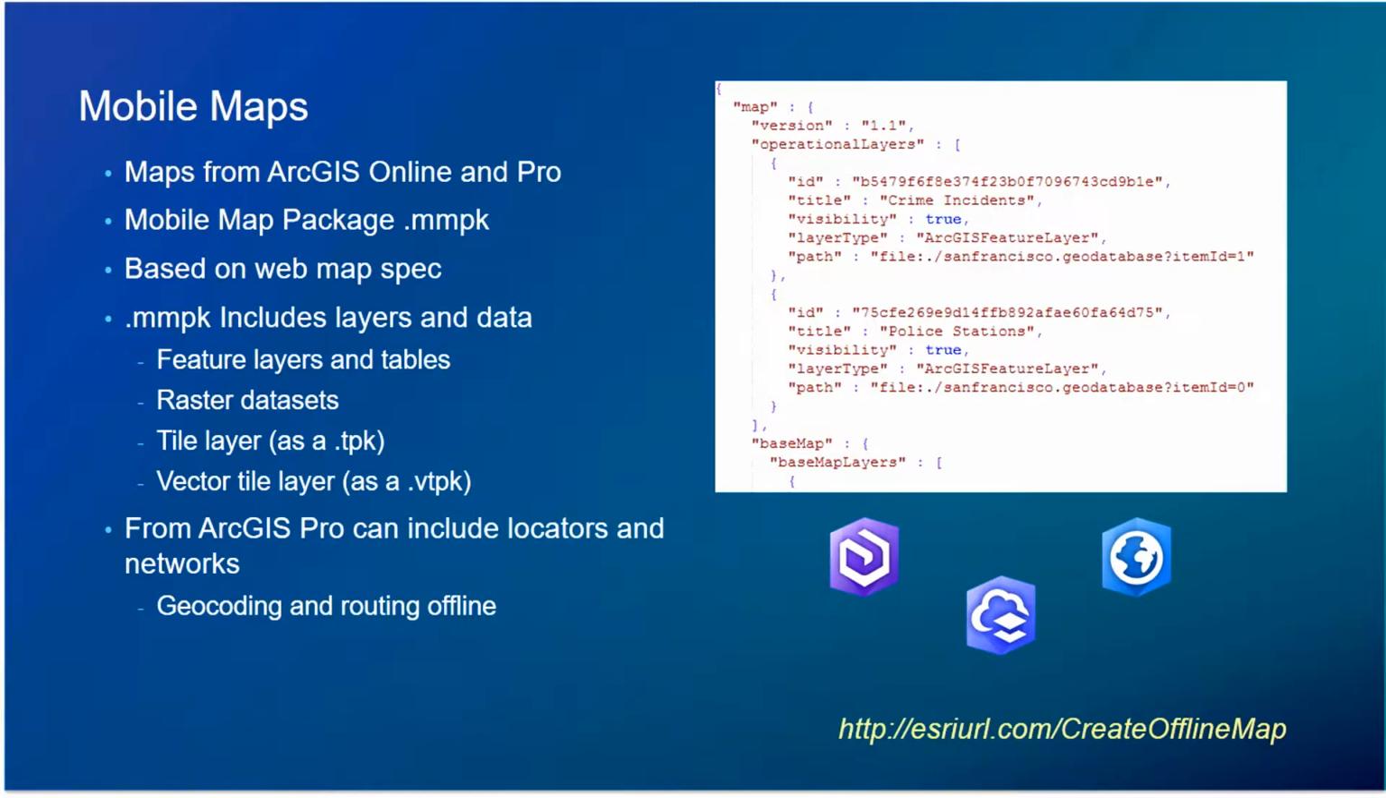So I talked about online maps. Let's think about mobile maps. These can come from either ArcGIS Online, ArcGIS Enterprise, or ArcGIS Pro. And the format for that is a mobile map package.